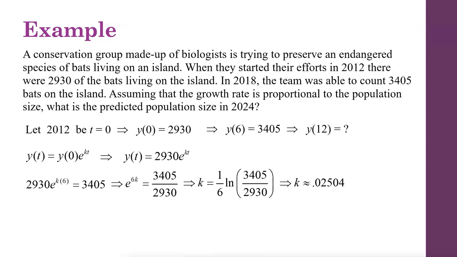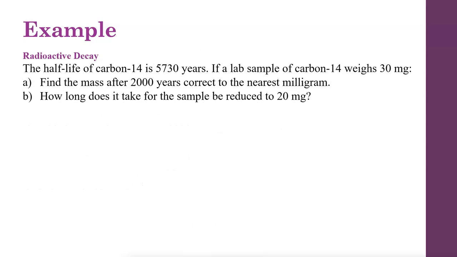So y of 12 means we're going to plug in 12 into the equation that we have now established, which would be y of t equals 2,930 e to the 0.02504 times t. So plugging in 12, we get 2,930 e to the 0.02504 times 12, and that's approximately 3,957 bats. Okay, so let's look at one more example.